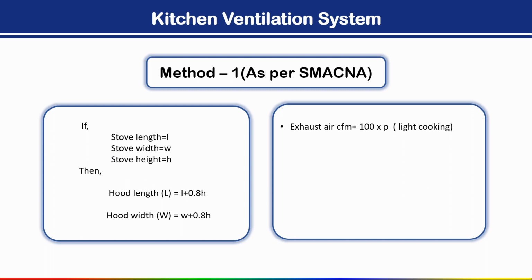Suppose there is light cooking. To calculate the exhaust air CFM for light cooking, we have a formula: 100 into P. P is what here? P is the perimeter in feet.